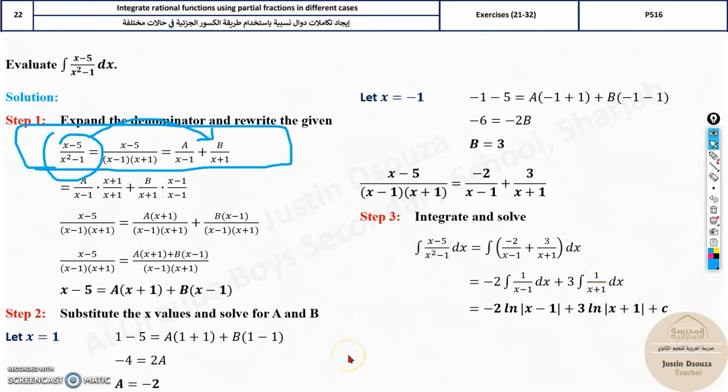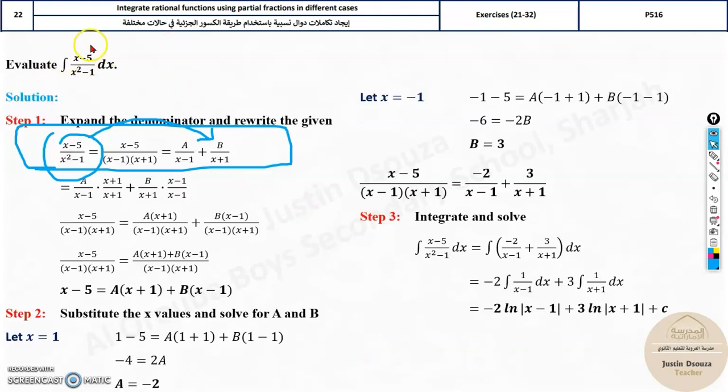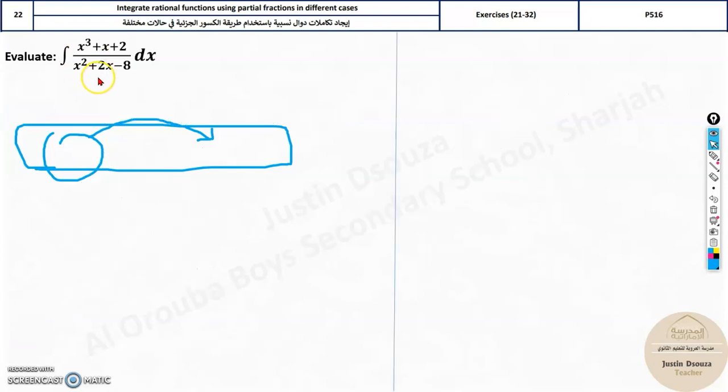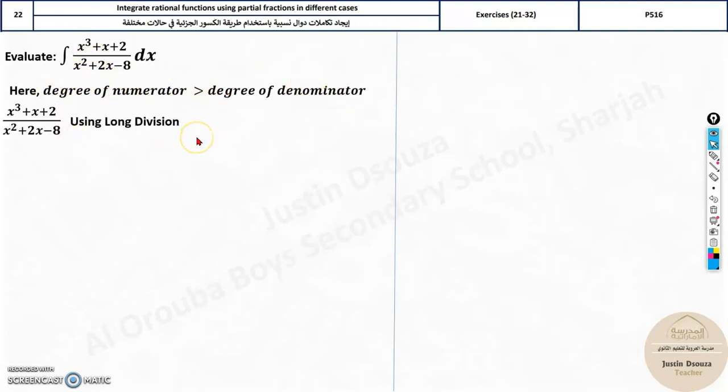Now, what if it's a more complicated problem? There are two types of problem. Now, here in the first problem, the numerator was smaller than the denominator in terms of degree, x power 1, x power 2. But what if it is equal or greater than? Now we will solve one for greater than and one for equal. Look, x to the power 3 is greater than x to the power 2 degree. Here you need to do, since the degree of numerator is greater than the denominator, you need to do long division method. This is the extra step.